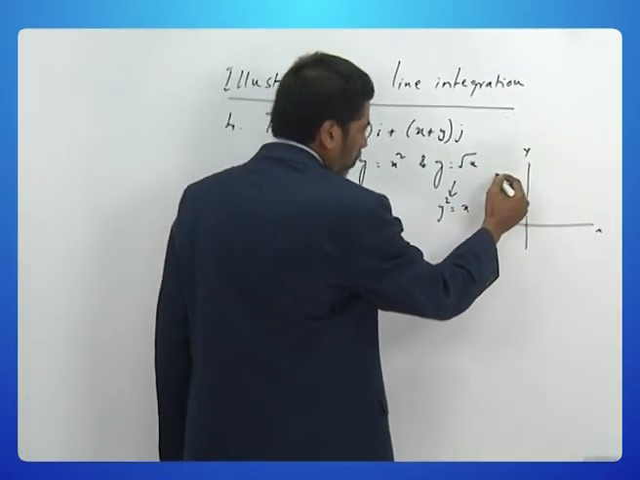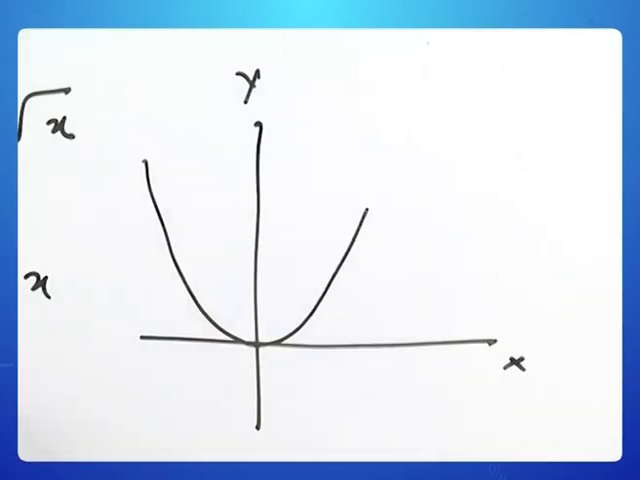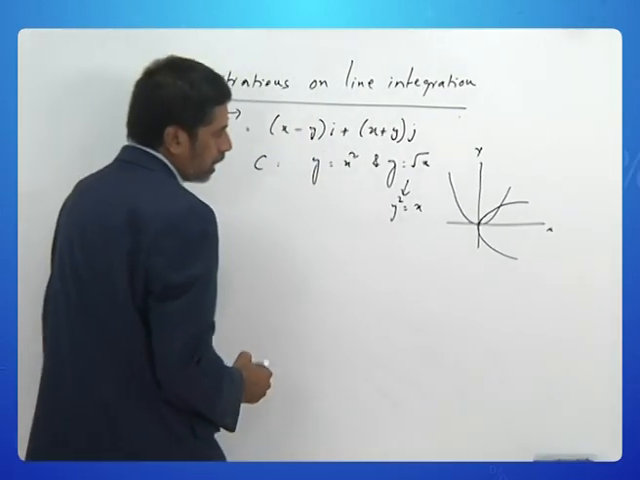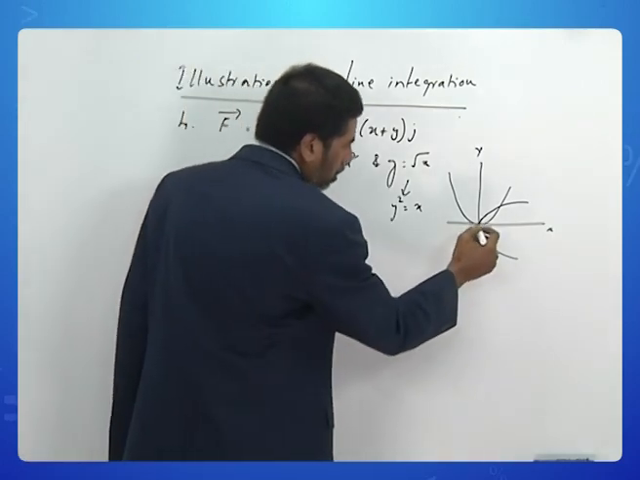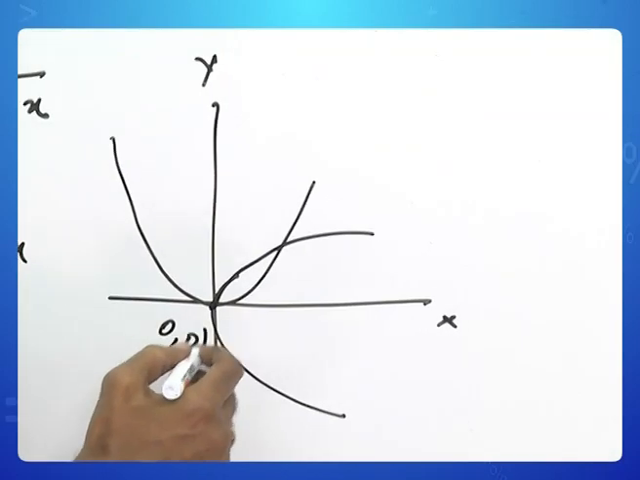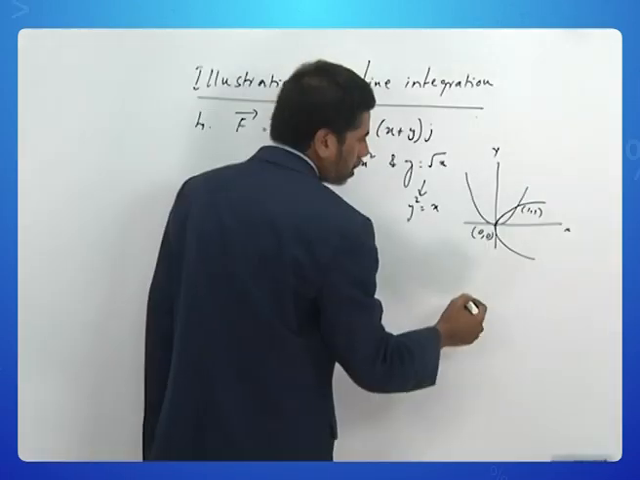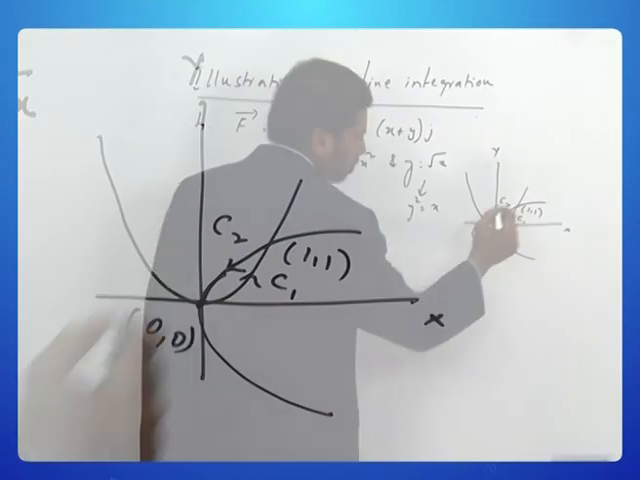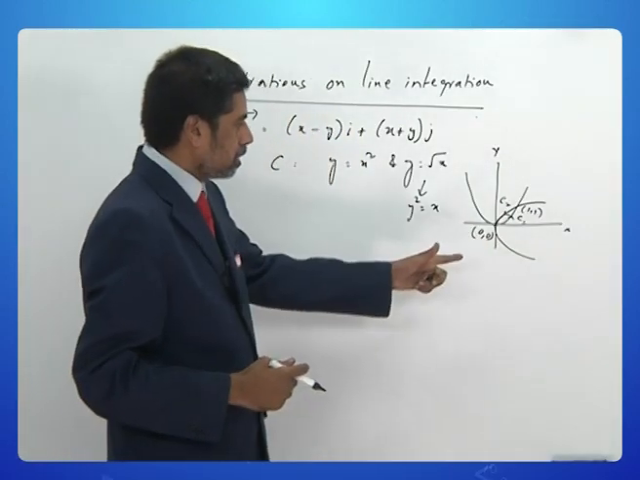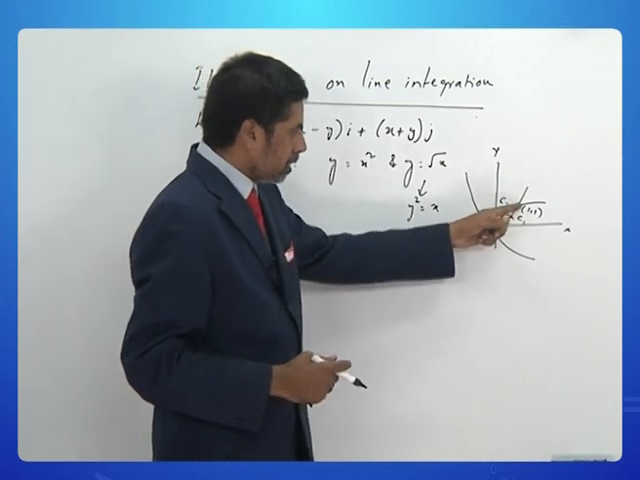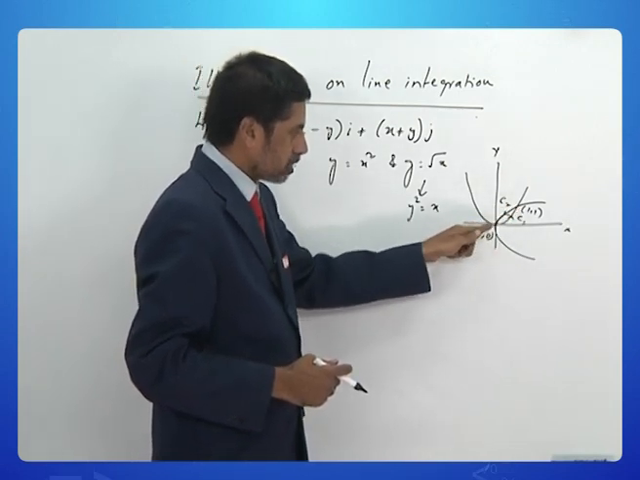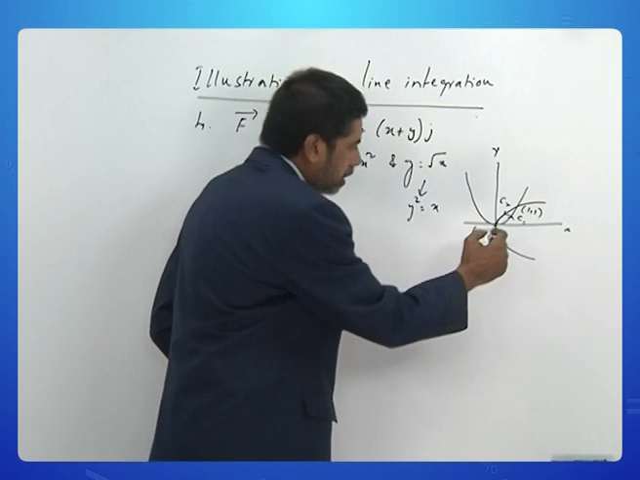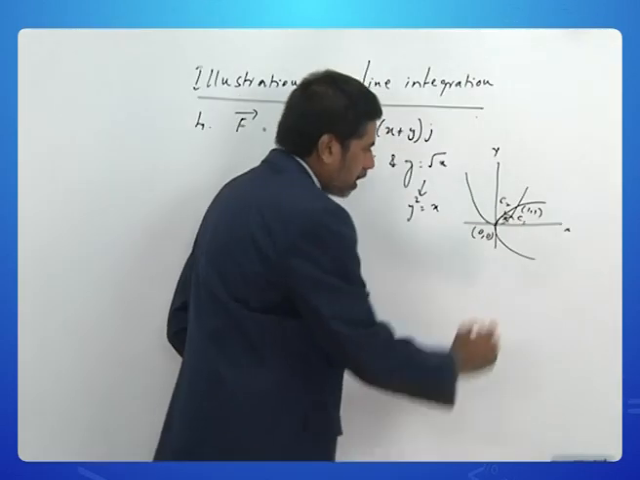Y is equal to x square is a vertical parabola and y square is equal to x is a horizontal parabola. So here the intersection points are (0, 0) and (1, 1). These are the two curves C1 and C2. But the requirement is that the motion should be anti-clockwise. So don't put clockwise arrow marks but anti-clockwise arrow marks. And you can see that a region is formed there, R.